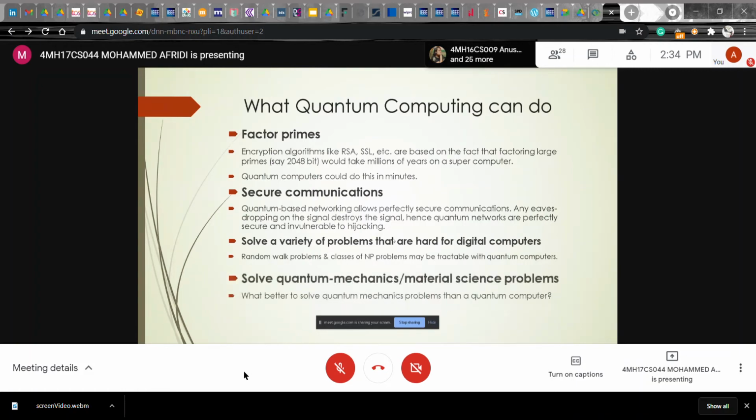It solves problems like random walk problems and classes of NP problems, which may be tractable in quantum computers. These are better solved by a quantum computer.